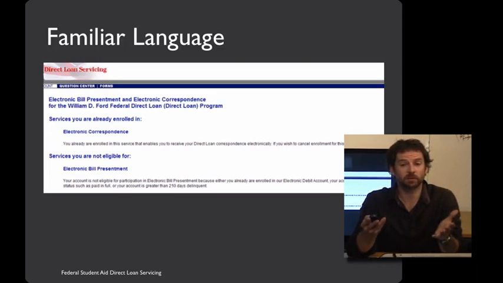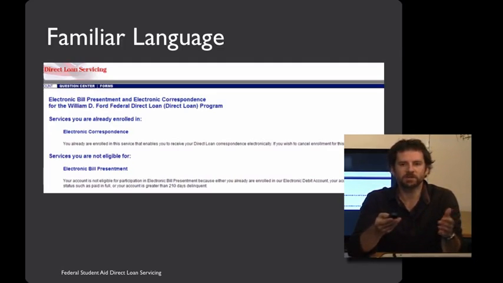Here's a screenshot from a student loan website, and it uses two terms that at least I was unfamiliar with. It talked about me being already enrolled in electronic correspondence, and it said that I was not eligible for electronic bill presentment. What it really means by this, I think, is just email, and so it should say that. And I don't think of myself as being enrolled in an email correspondence service. It'd be nicer if it just said, we're sending you email.